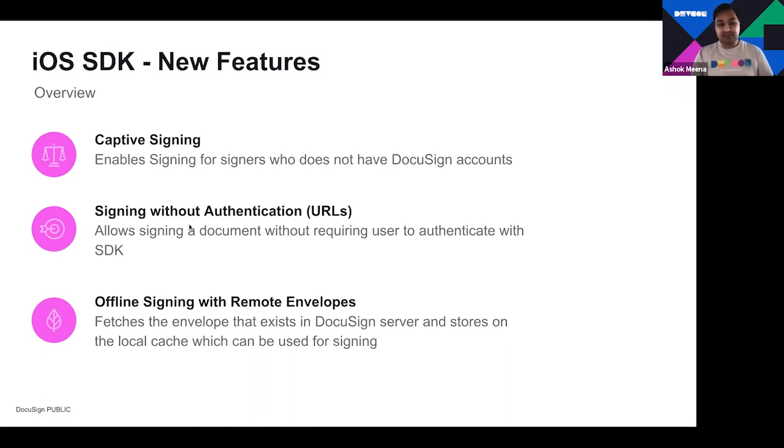Later on, we improved upon this by providing an alternative method to launch captive signing sessions without requiring iOS SDK authentication. It uses recipient view URLs. We will see how to generate these URLs along with the code snippets later on. And finally, in the latter half of the demo, we will see an offline signing demo with code samples. This demo would use the remote envelopes which exist on DocuSign servers. Let's jump into the code.